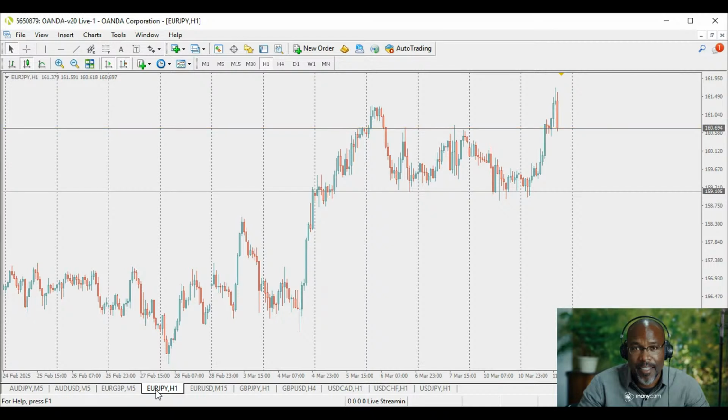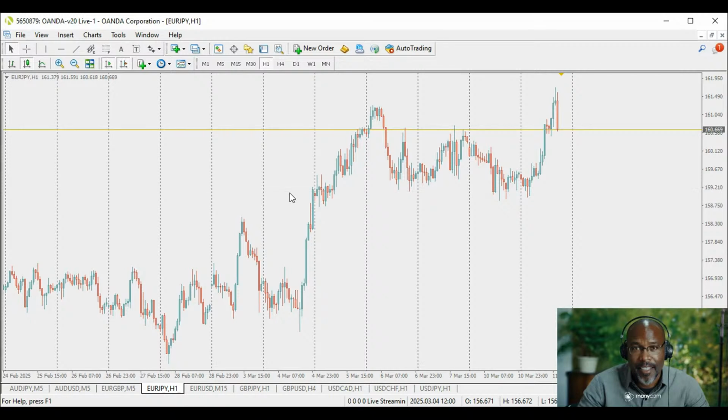Moving on to the euro dollar Japanese yen. I'm already there. That's because you just switched to this chart. Nearing support, but not quite there.